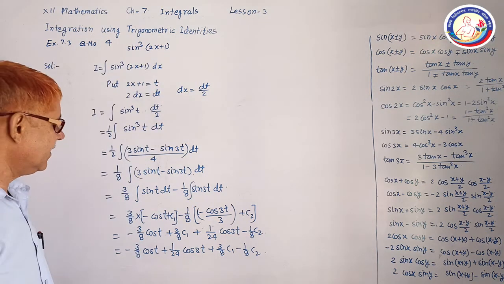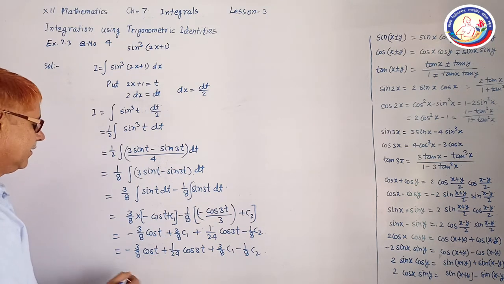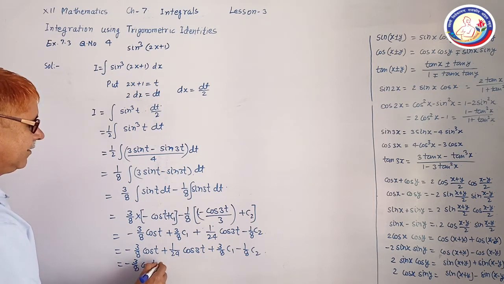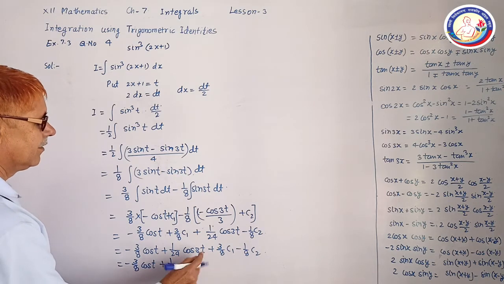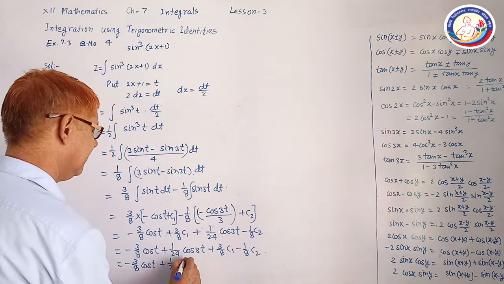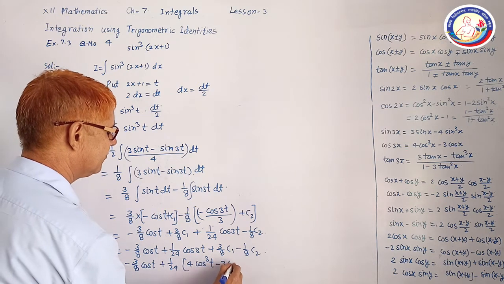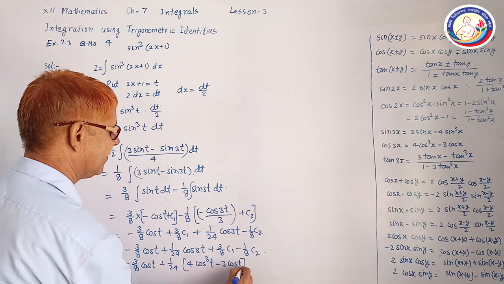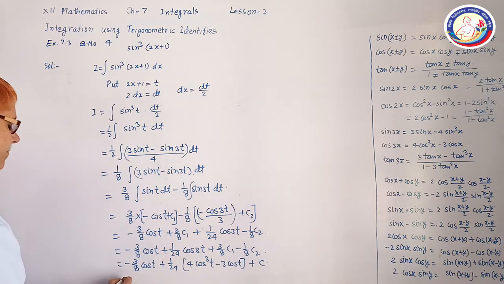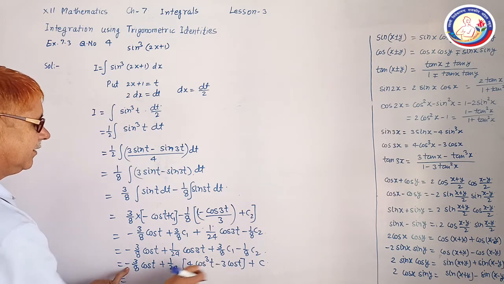If we want to match the answer, then solve it like this: minus 3 by 8 cos t plus 1 by 24. Write the value of cos 3t using this formula. This will be 4 times cos cube t minus 3 times cos t, and plus constant of integration c for this. So this will be minus 3 by 8 and minus 3 by 24.